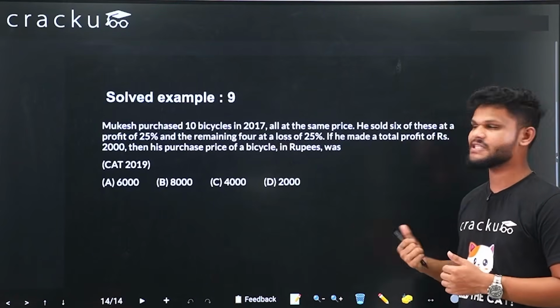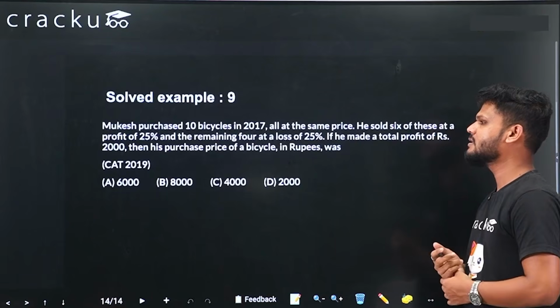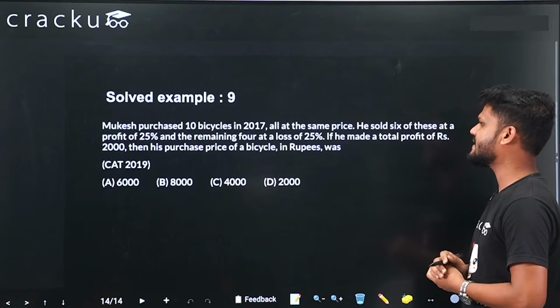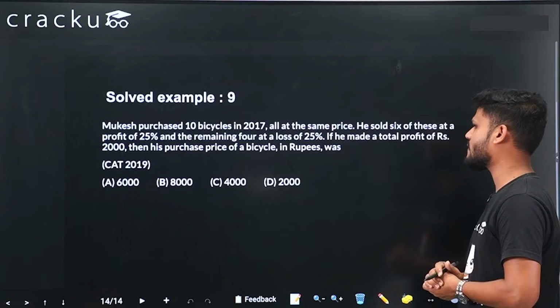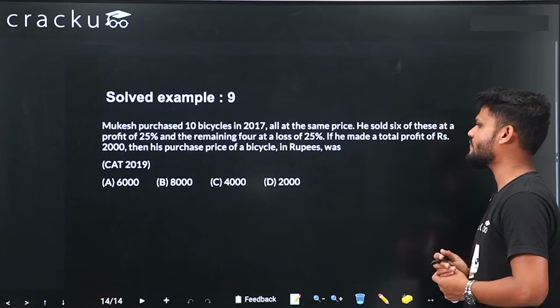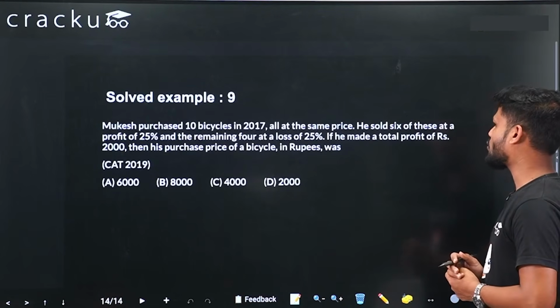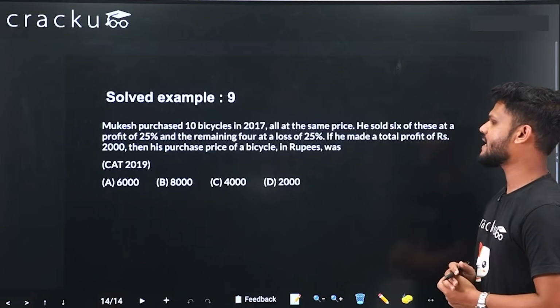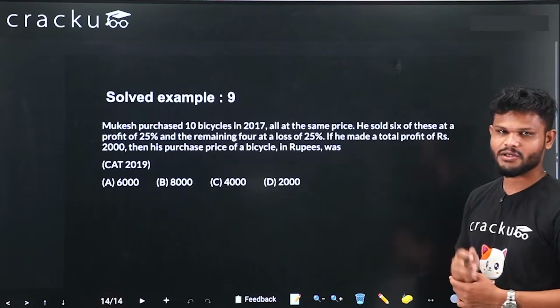Now let us look at this question. It says, Mukesh purchased 10 bicycles in 2017, all at the same price. He sold 6 of these at a profit of 25% and the remaining 4 at a loss of 25%. He made a total profit of rupees 2,000. Then his purchase price of a bicycle in rupees was what?